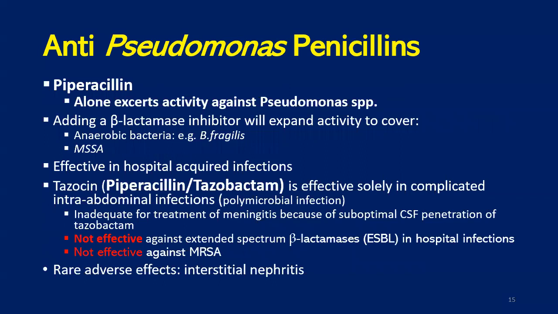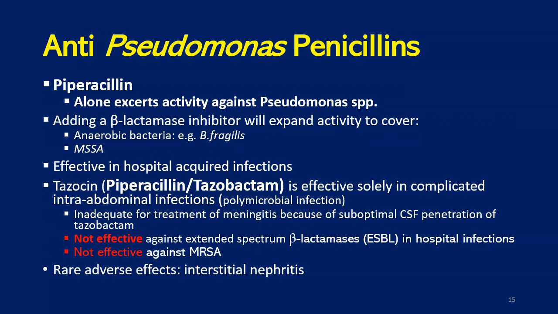The anti-pseudomonal penicillins that include piperacillin alone could exert an excellent activity against Pseudomonas species, and fortifying the piperacillin with a beta-lactamase inhibitor will expand its activity against many of the anaerobic bacteria like Bacteroides fragilis, which is the most abundant microorganism in the colon, and it would cover the methicillin-sensitive Staphylococcus aureus. So this agent, the piperacillin, is very efficient in treating hospital-acquired infections.